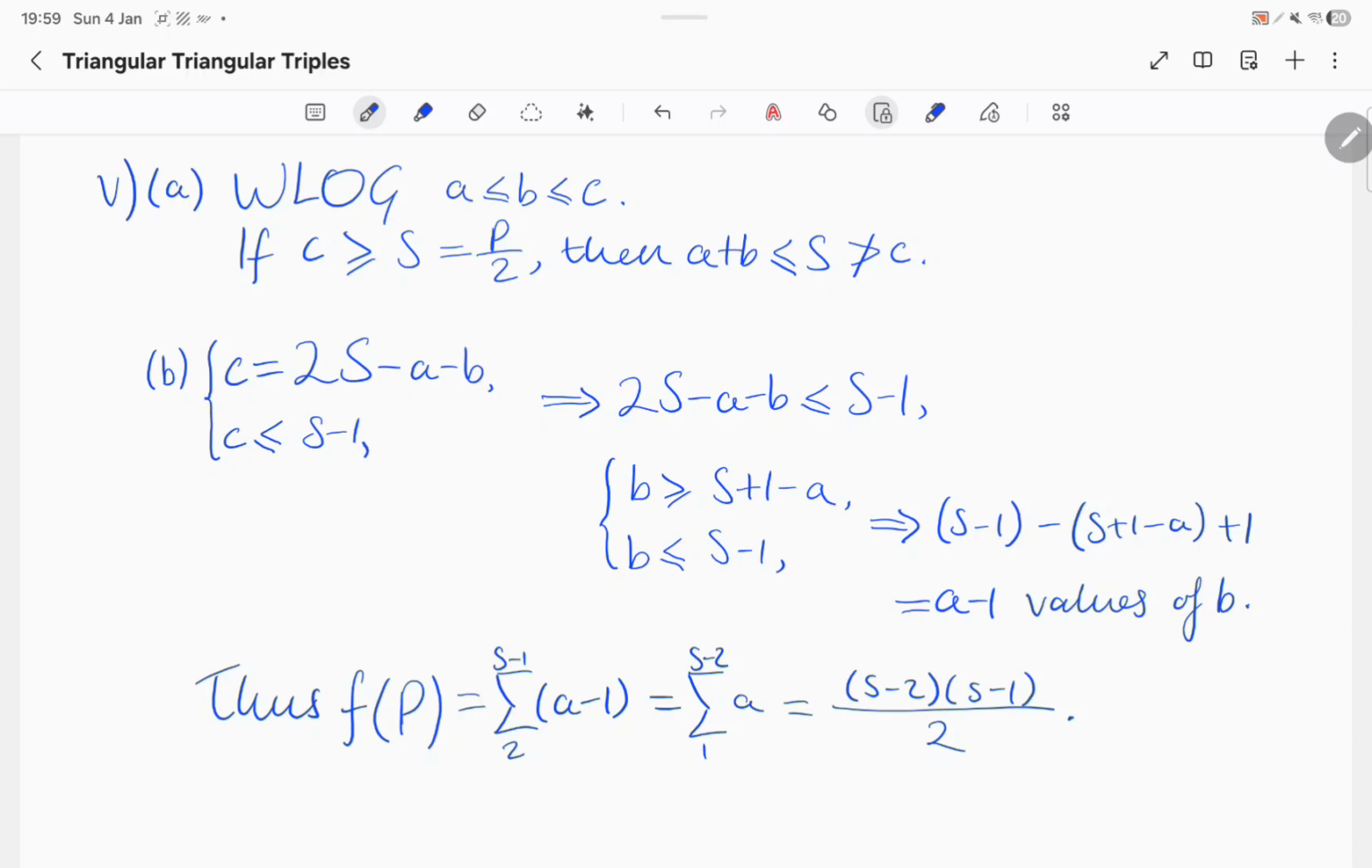Taking these together gives a total of S minus 1 take away S plus 1 take away A plus 1 possible values of B, leading to A minus 1 values of B. Therefore, f of P is going to be equal to the sum from 2 to S minus 1 of A minus 1, and this is equal to the sum from 1 to S minus 2 of A, and this is going to be equal to S minus 2, S minus 1, all over 2.